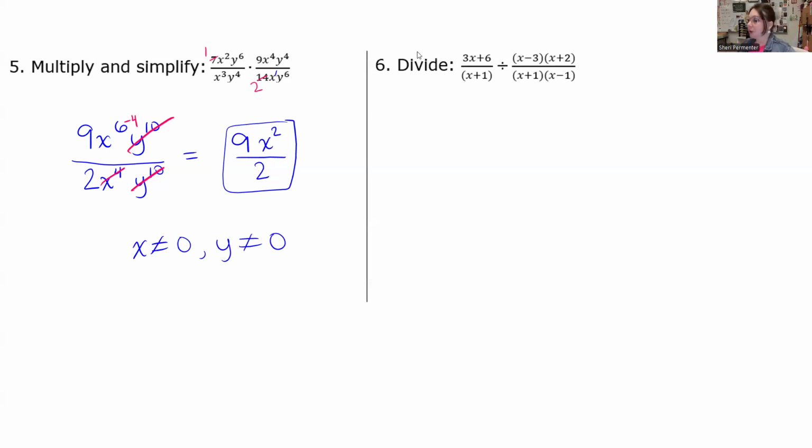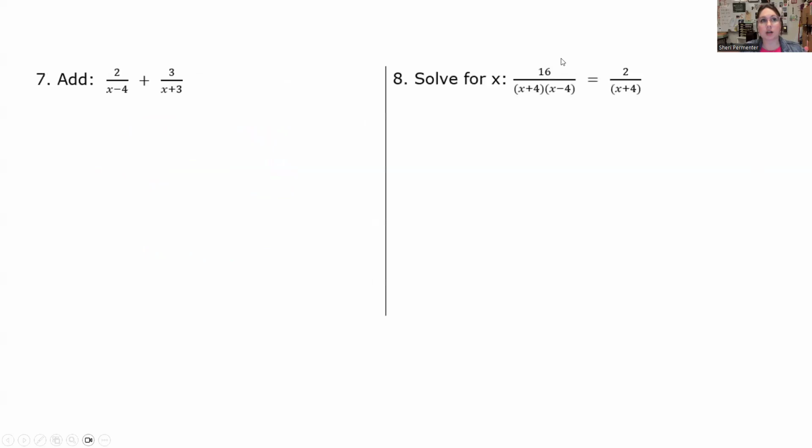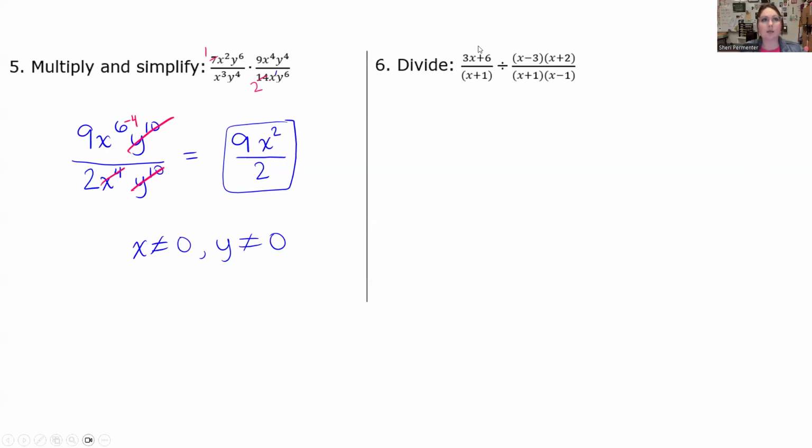Over here, this one is divide. And I picked a division problem because I feel like if you can do division, you can do multiplication, because multiplication is one less step. So for division, you have to make sure that you factor it. This one is already factored. So you look at the denominator, make sure numerator and denominator are factored. The denominators are already factored. This can be factored though. That's GCF. They're both divisible by 3.